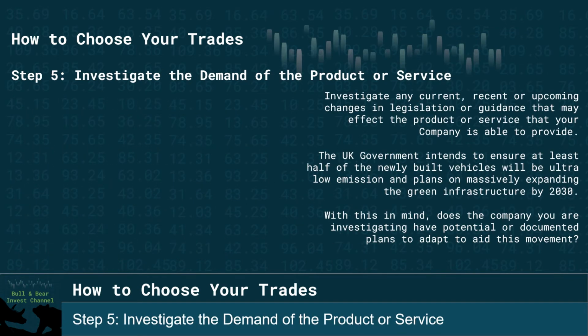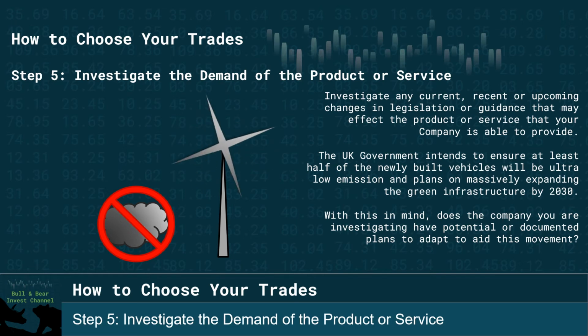Step 5. Investigate the demand of the product or service. Investigate any current, recent or upcoming changes in legislation or guidance that may affect the product or service that your company is able to provide. A good example of this is that the UK government intends to ensure that at least half of the newly built vehicles will be ultra-low emission, and further plans to massively expand the green infrastructure by 2030.